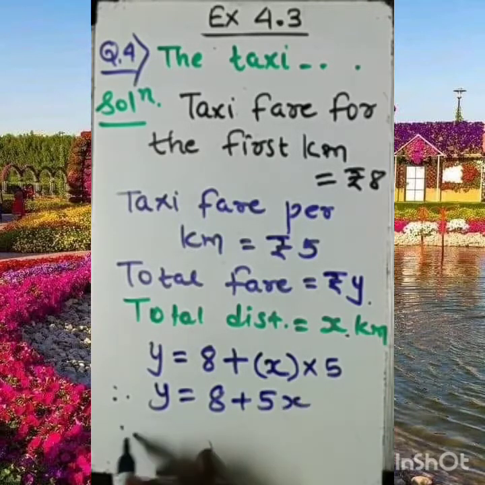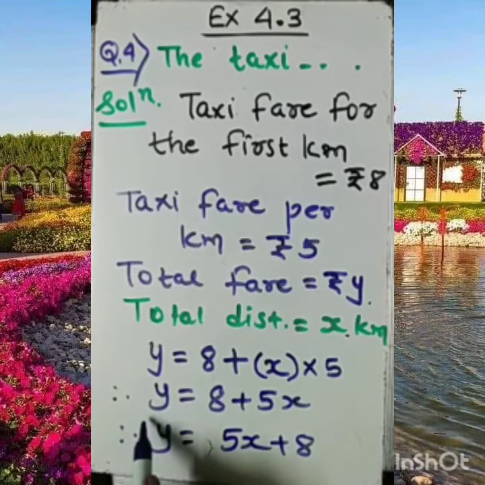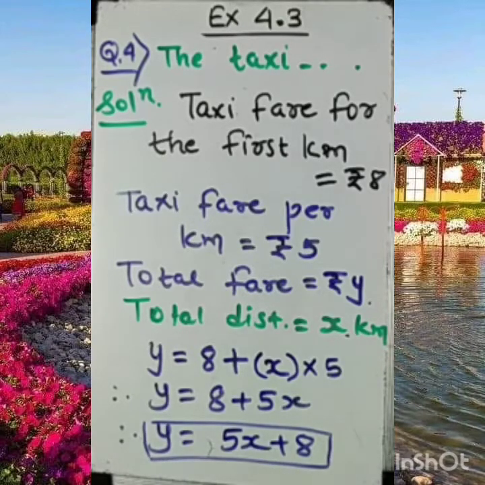We can arrange it like that, y equal to 5x plus 8. This is the linear equation which we are finding after assuming something. We are coming to the conclusion. The final equation should be y equal to 5x plus 8. Now in the next step, let's see what to do.